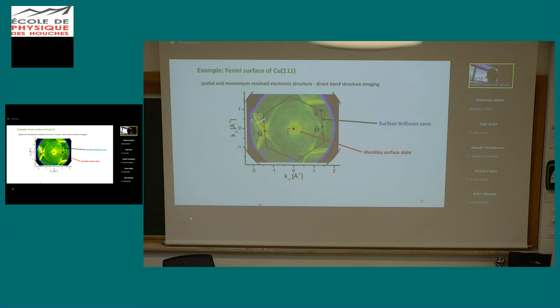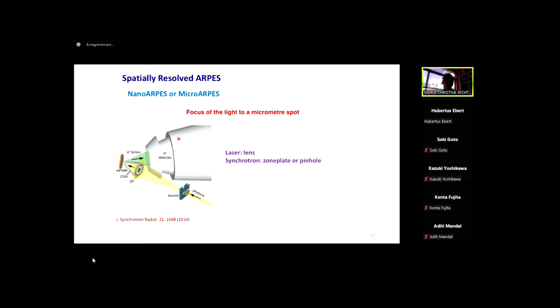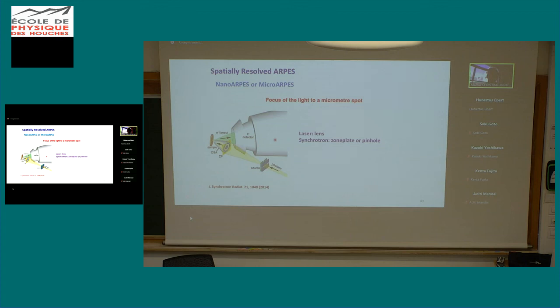The other strategy is to use the normal analyzer, but to produce a very small spot of photons on the sample, and then you can scan the sample in the XY direction. In order to have a really small spot on the sample, you use a zone plate with a pinhole for the synchrotron radiation, for example. And if you work with a laser, visible or ultraviolet, then you can use a lens. The problem is just that you have to put the lens really close to the sample in order to have a really small spot size of a micrometer.